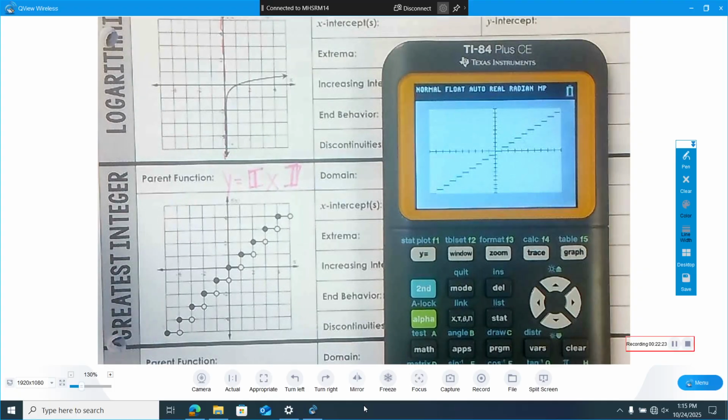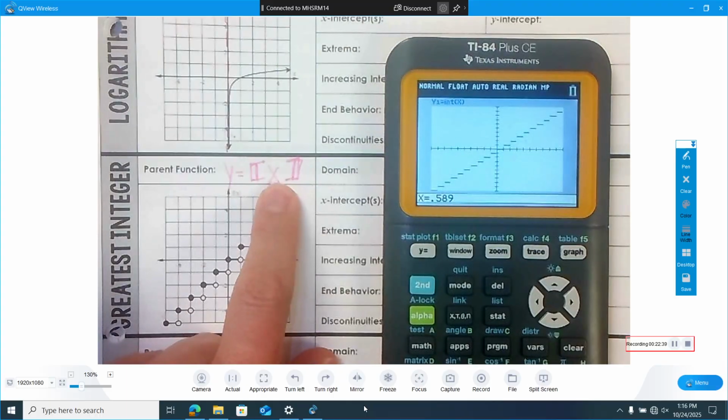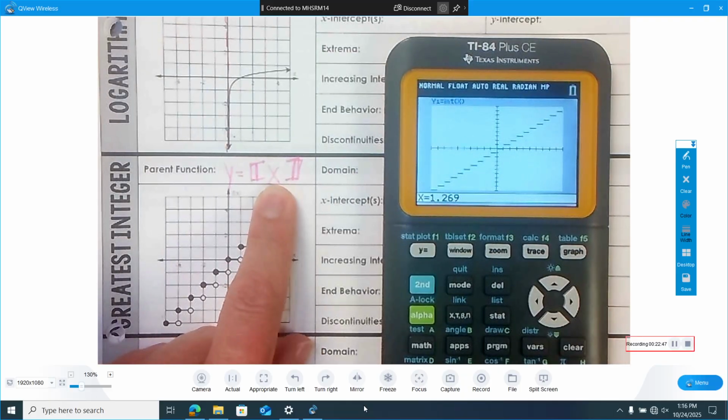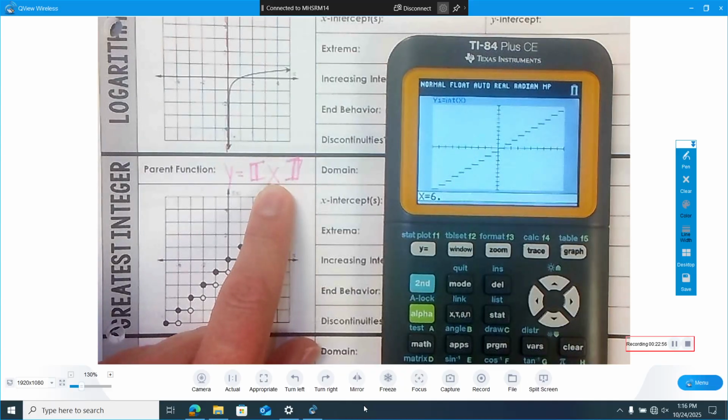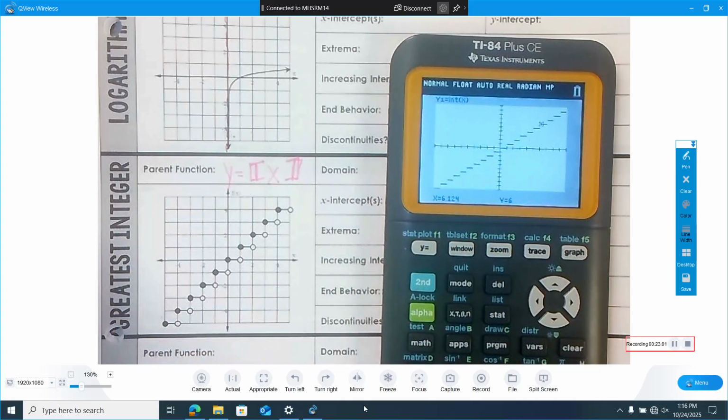Genius. Okay, so this is the greatest integer function. What's interesting is if you trace and ask, what's the greatest integer of 0.589? Well, it's 0. What's the greatest integer of 1.269? Just 1. What's the greatest integer of 6.124? 6. That's the greatest integer function. It just gives you that integer.